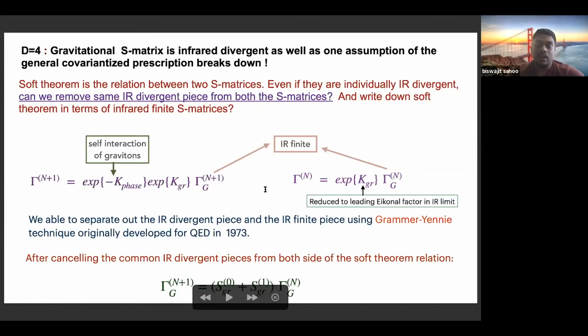So we have to IR regulate this extra phase factor, which I'm calling k phase, and the kgr is the known eikonal factor in the IR limit. Then we can cancel e to the power kgr from both sides of gamma n plus 1 and gamma n, and try to relate the n plus 1 point finite piece of the amplitude and the n point finite piece of the amplitude. Then we can try to find out the soft factors S0, S1, S2, all those terms. So this is what I'm going to tell.